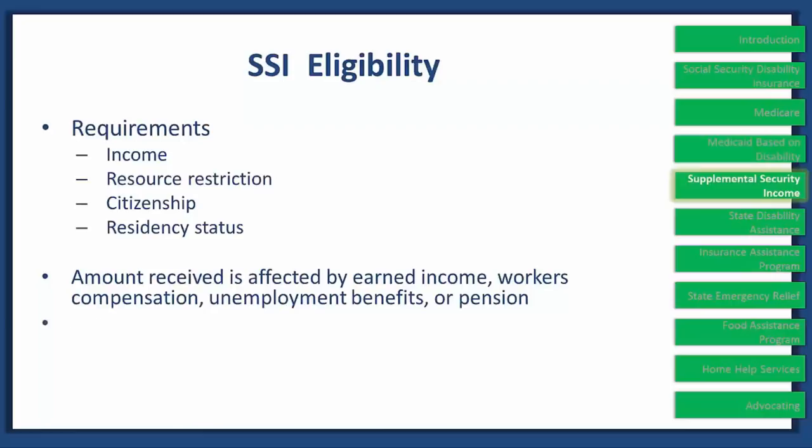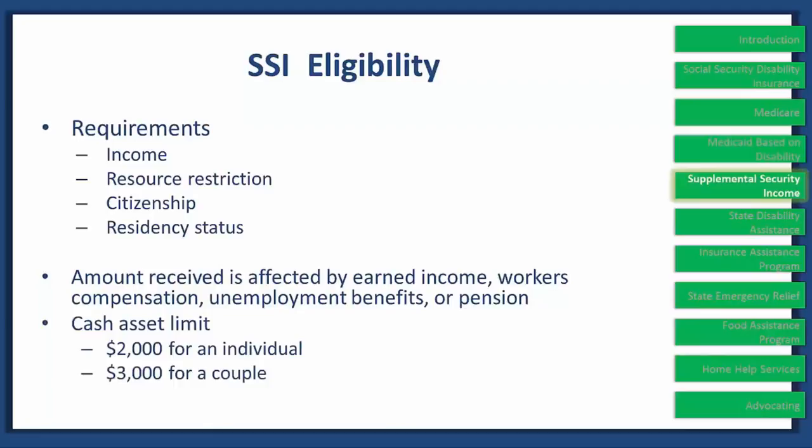The cash asset limit for SSI is $2,000 for an individual and $3,000 for a couple. Cash assets include cash, bank accounts, stocks, and U.S. savings bonds. Land, vehicles, property, and life insurance are non-cash assets. The client is automatically eligible for Medicaid if he or she is getting SSI. Also, he may be able to get other benefits like food stamps.